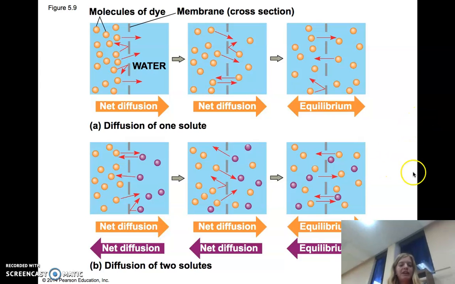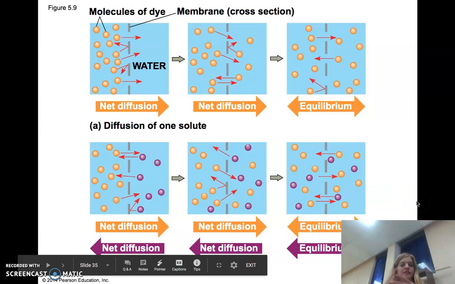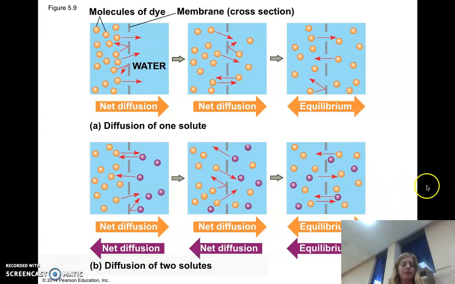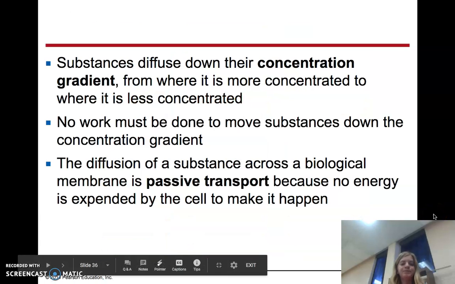We could also have maybe a solute, and you could see there's a lot of solute on this side. The solute, like maybe salt, is going to slowly move to this side, and the dye is going to move across this way, and you can see now there's dynamic equilibrium. The same amount of particles are moving in either direction.